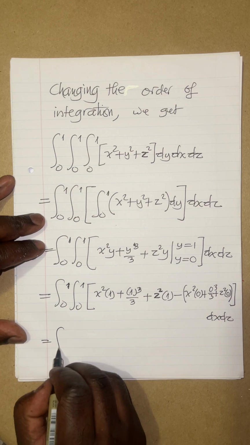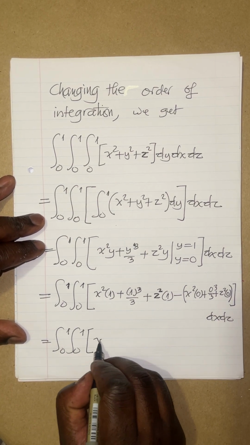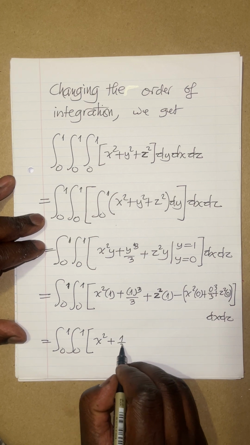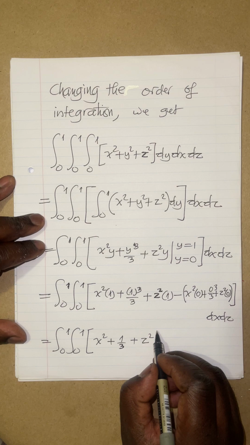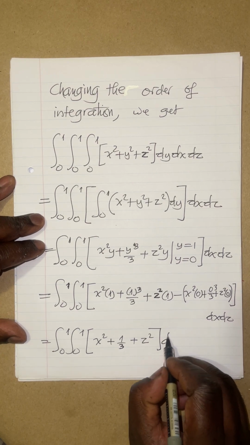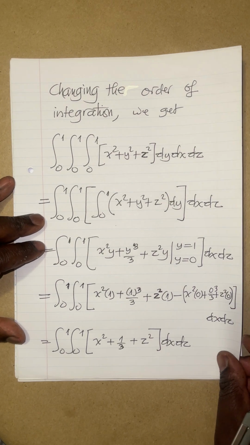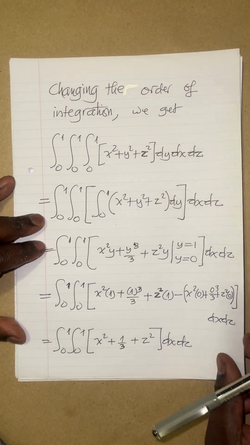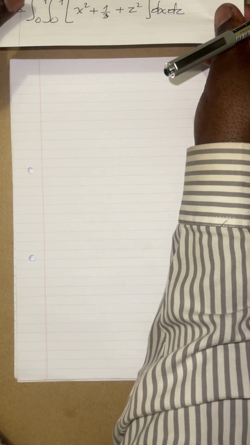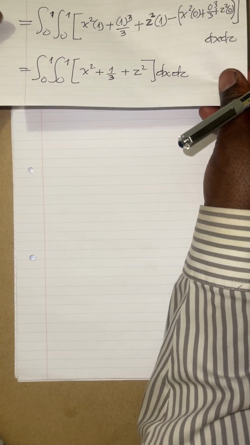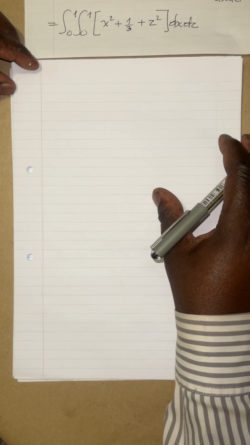What is our next step? Integral from 0 up to 1, integral from 0 up to 1 of what? Of x squared here plus 1 over 3 plus z squared, and then we are talking about dx dz, right? Now our next integration is going to be with respect to x. That takes me to the next page. I have not numbered this one here, changing the order of integration. I haven't numbered it, so let me just keep it the way it is.